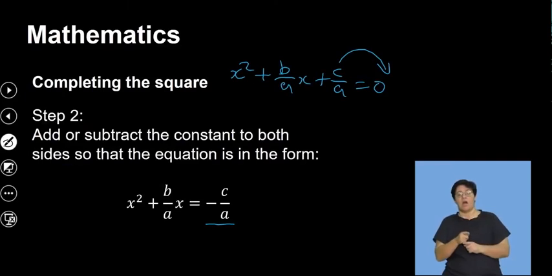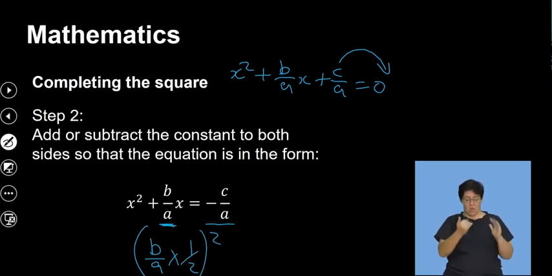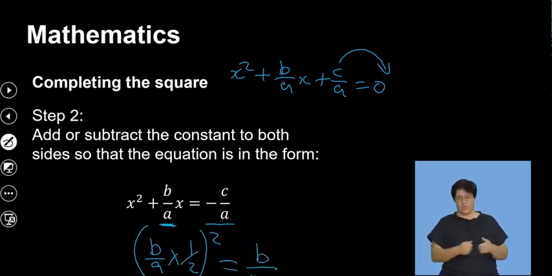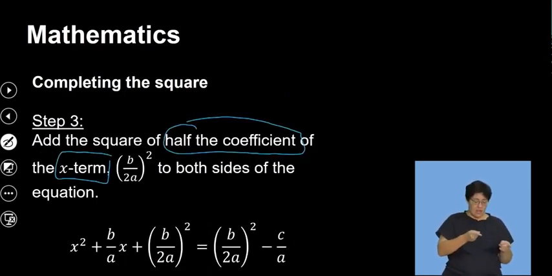My coefficient of x is b over a. So it will be b over a. Firstly, you half it, and then you square it, and then add it on both sides. So this will be the same as b over 2a, all of this squared. So that's what I mean. And then you take this thing that I have here and add it on both sides. That's what step 3 says, right? So I'm adding it here and I'm adding it there.